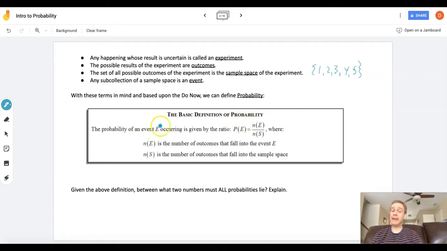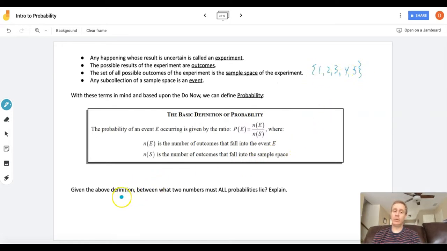And so the probability of getting an event E, not just even, but just an event E, is given by the ratio: the probability of getting that event E will equal N of E, where N of E is all the outcomes that fall into the event E. So in our event of getting an even number, that number would be 2 because there were 2 even numbers on our spinner. And then that's over N of S, which represents the number of outcomes that fall into the entire sample space. In our spinning of the wheel, that total number of outcomes was 5.